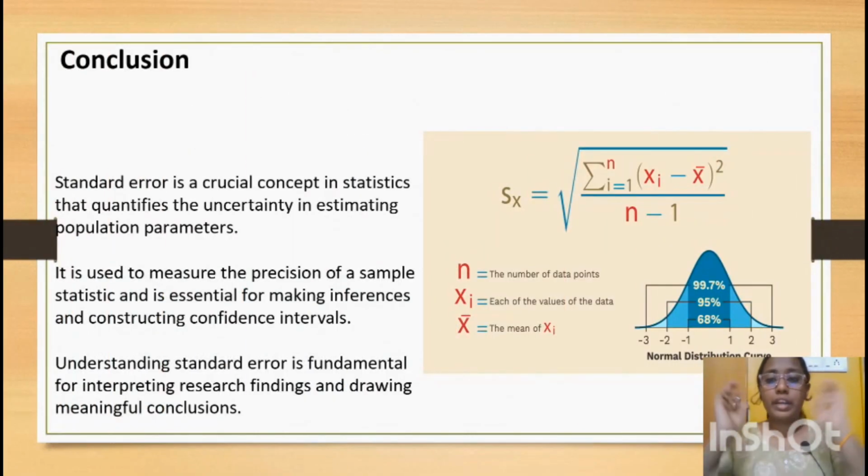Conclusion. So let us come to a conclusion about what standard error is. Standard error is a crucial concept in statistics that quantifies the uncertainty in estimating population parameters. It is used to measure the precision of sample statistics and is essential for making inferences and constructing confidence intervals. These are the useful points of standard error and its applications. Understanding standard error is fundamental for interpreting research findings and drawing meaningful conclusions.